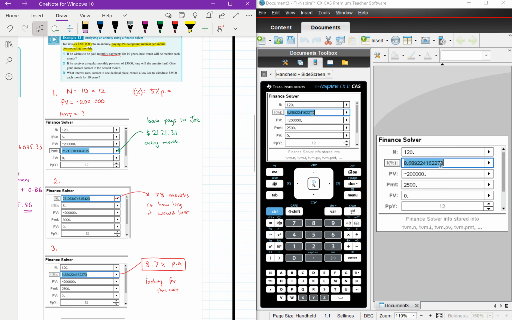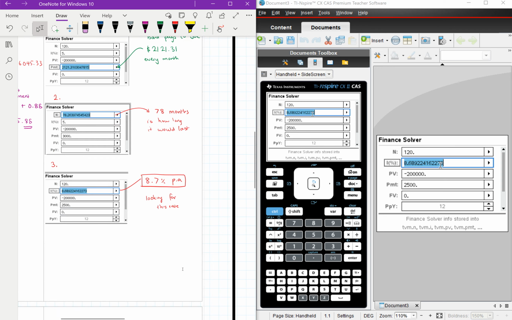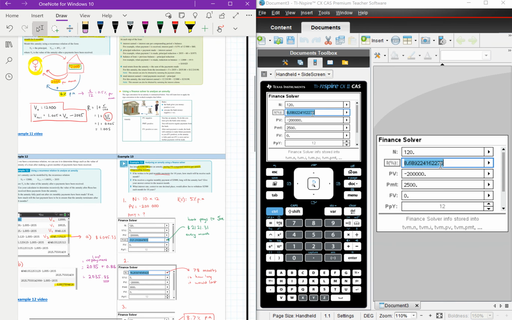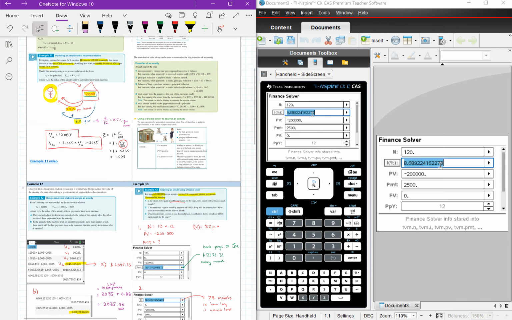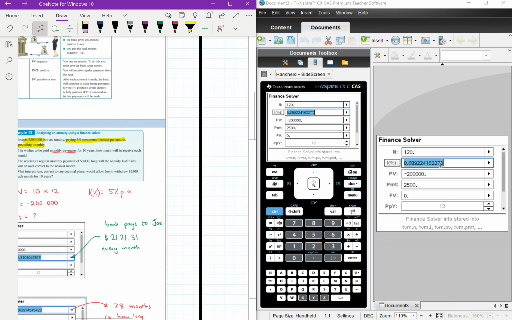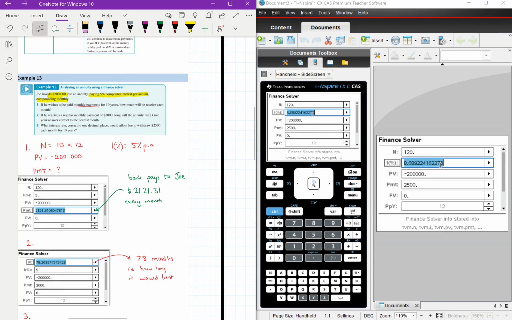Okay, so I hope that clarifies what annuities are. If you haven't watched the other examples, please watch example 11, 12, and 13. They're all tied together to help you understand what annuities really mean. Okay?